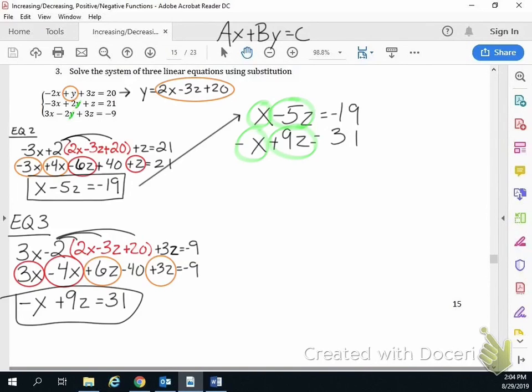The x in the first or the second equation? Why not the second one? Because it has a negative. So I'm going to take that first equation. I'm going to add 5z so that I get 5z minus 19. And then I'm going to plug that in for x into that equation right there.